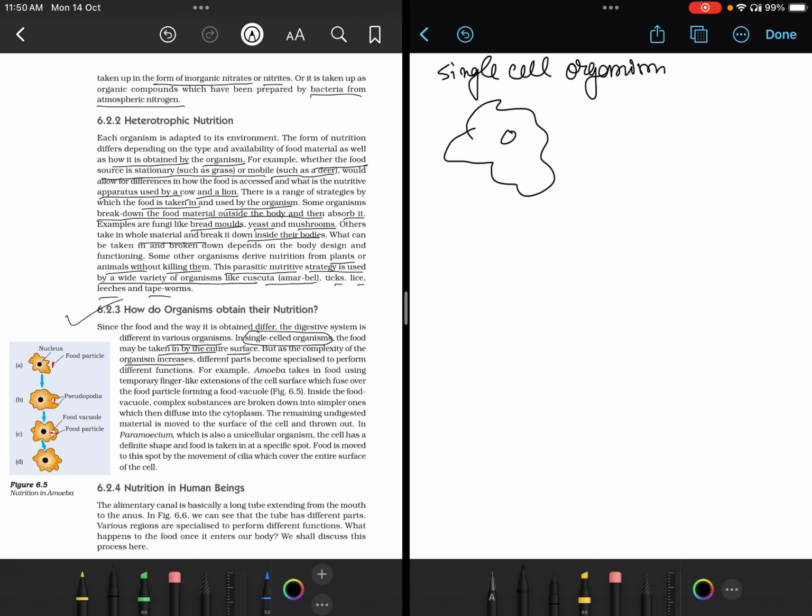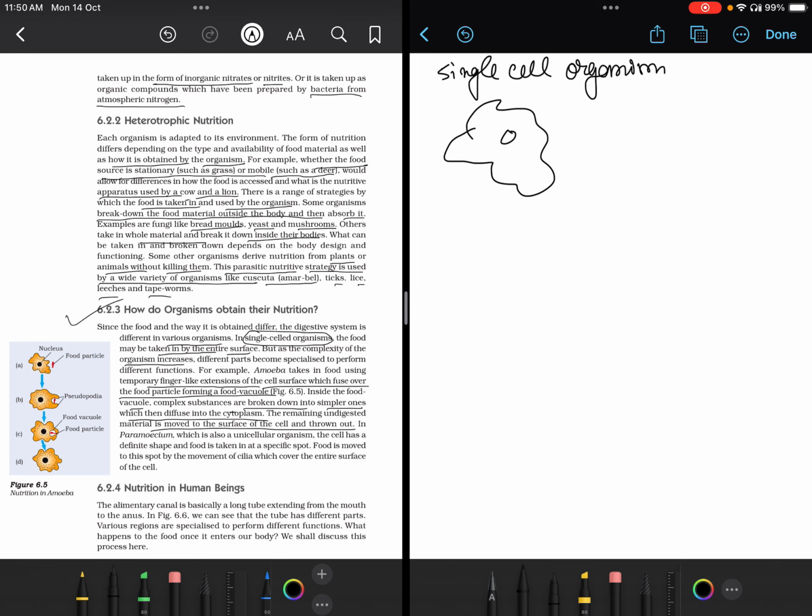For example, amoeba takes in food using temporary finger-like extensions of the cell surface which fuse over the food particle, forming a food vacuole. Inside the food vacuole, complex substances are broken down into simpler ones which then diffuse into the cytoplasm. The remaining undigested material is moved to the surface of the cell and thrown out.